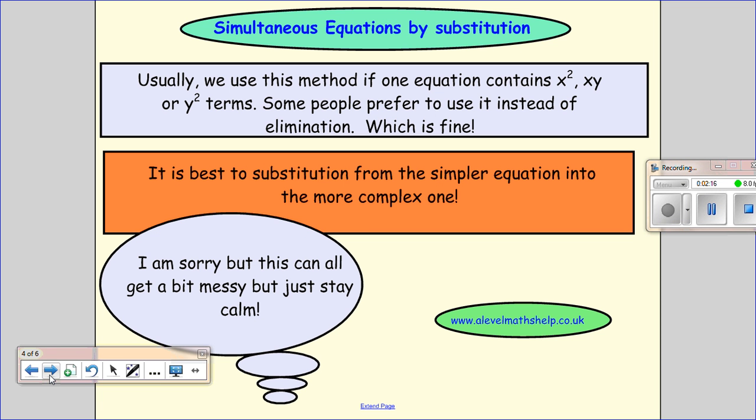Okay, now if we want to do the substitution method, or need to do the substitution method, it's normally because you've either got an x squared, xy, or y squared term. Some people do prefer to do this always, and that's also fine. It is best to substitute from the simpler equation to the more complex one. I would suggest it might not even be possible to do it the other way around, so it's a bit of a silly thing to say. And this can be messy, just stay calm.